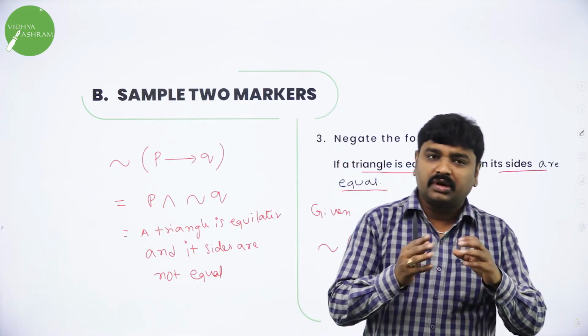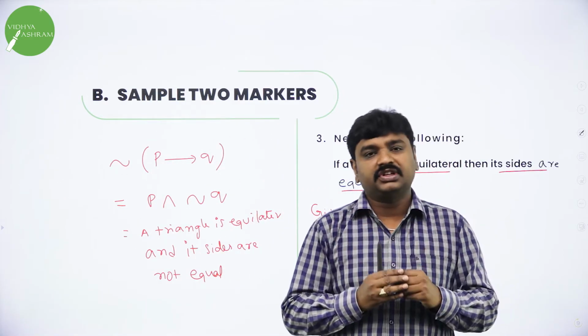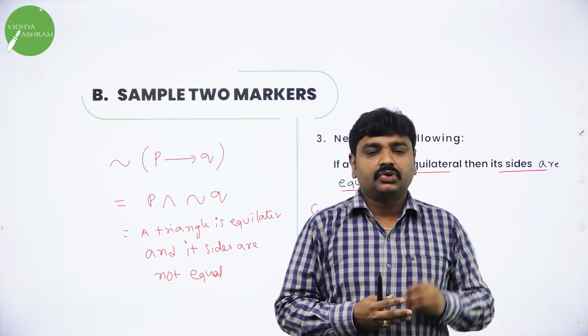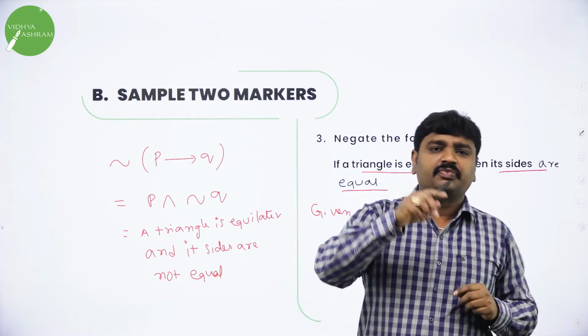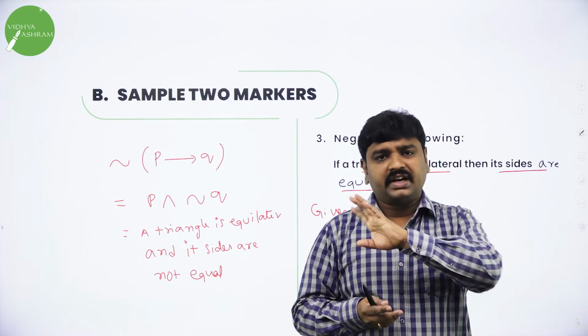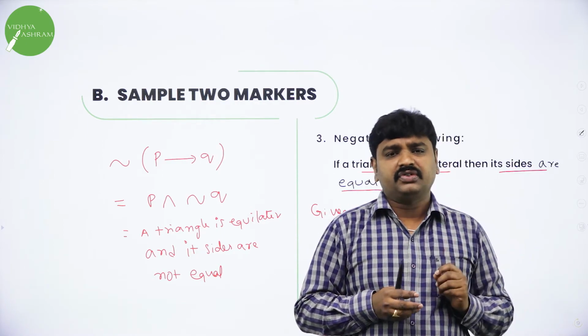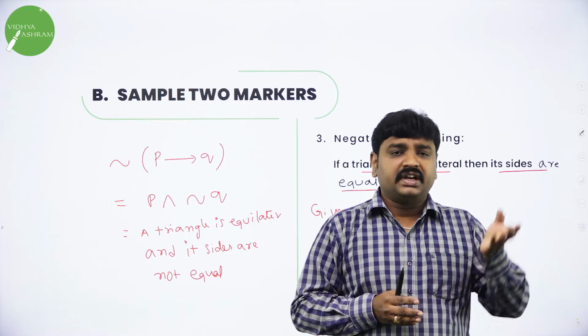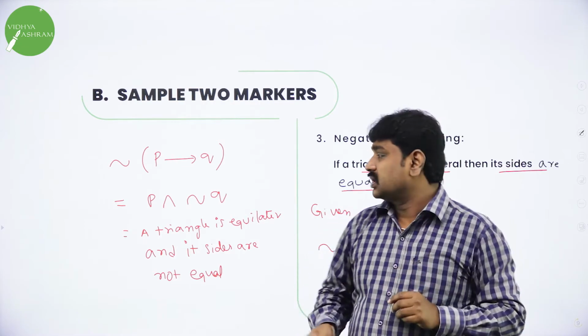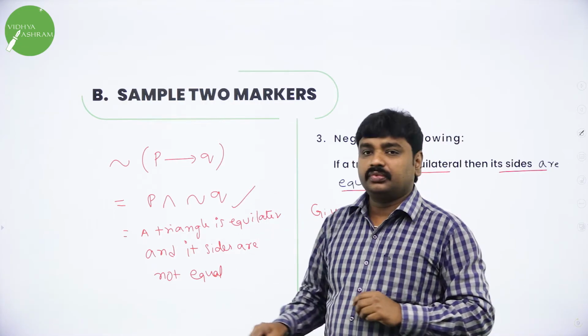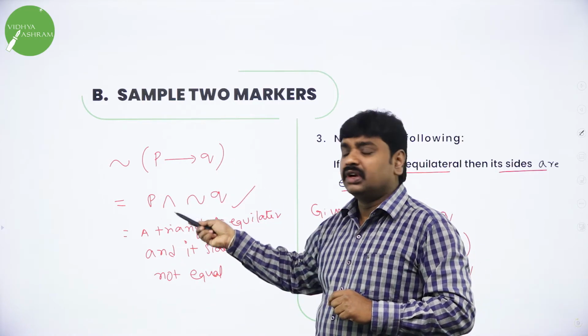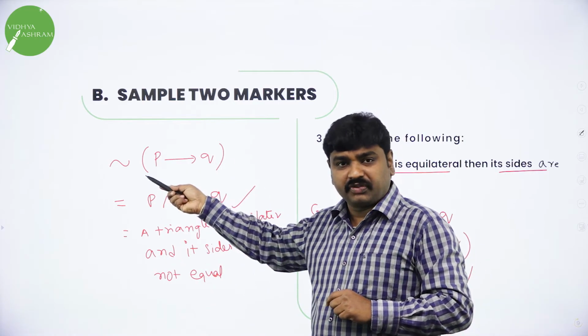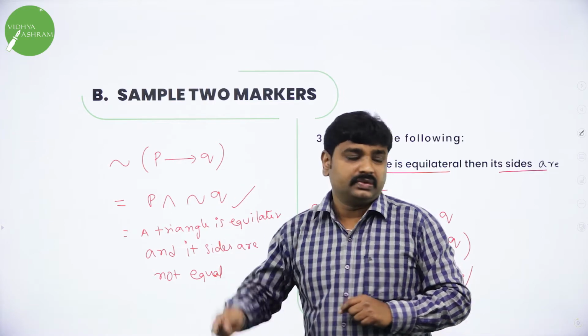So like this they'll give verbal form. Sometimes they'll give a compound proposition in symbols. You have to negate. To negate, if you know three formulas: negation of P and Q is negation P or negation Q. Negation of P or Q is negation P and negation Q. Negation of P implies Q is P and not Q. Most important: negation of if P then Q is P and not Q.